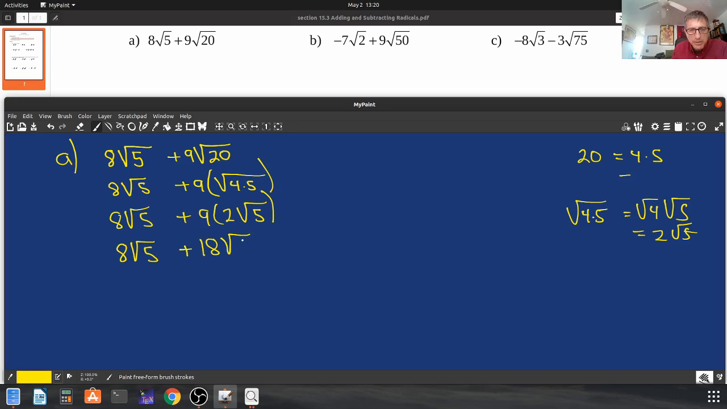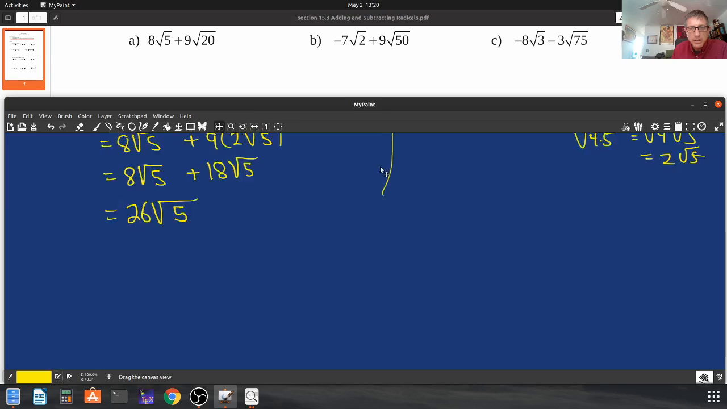Look, I have like radicals. Square root of 5, square root of 5. And 8 plus 18 is 26. So if I have 8 of something and I add 18 of something, I have 26 of that something. In this case, I have 26 the square root of 5, because the square root of 5 is that something.